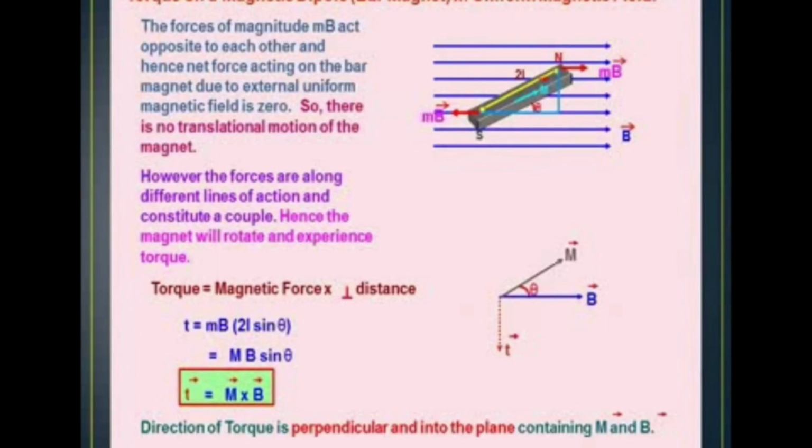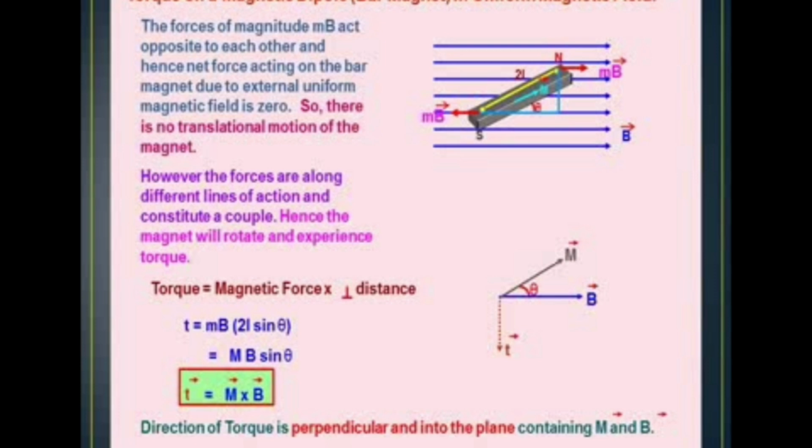So now we are going to see the torque on a magnetic dipole, bar magnet in a uniform magnetic field. In the first lesson, we saw charge. Similarly, now we are looking at magnetic. In a magnet, there is a north pole and a south pole, just as there is positive charge and negative charge in an electric dipole. In a magnetic dipole, there is a north pole and a south pole.